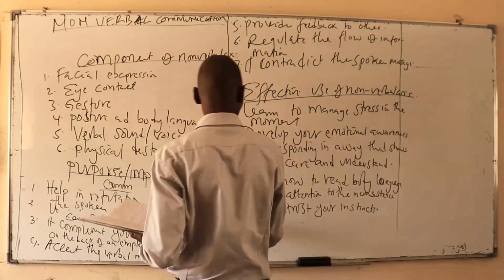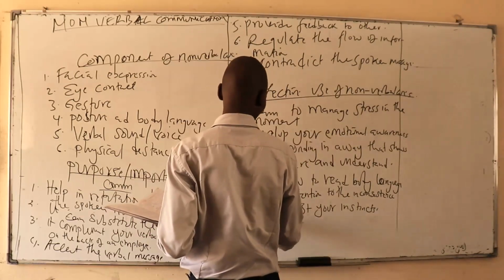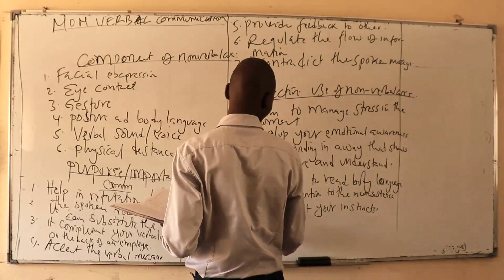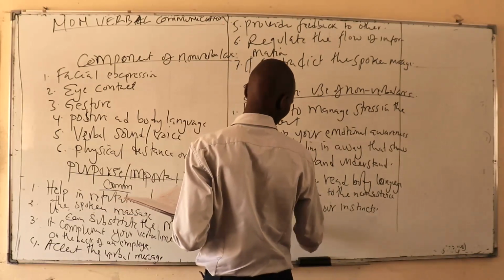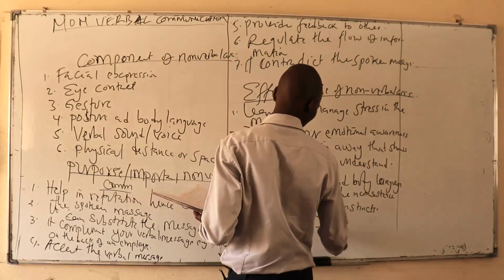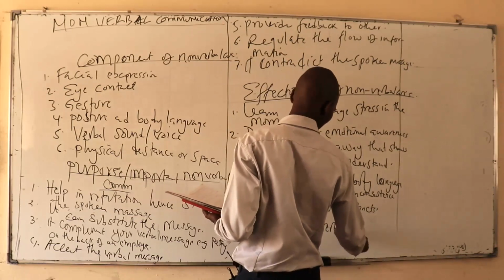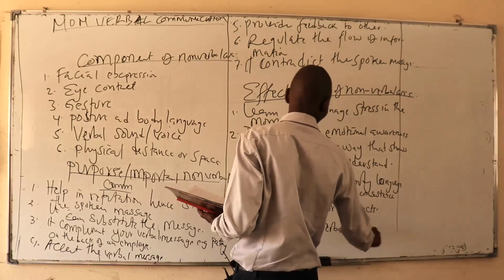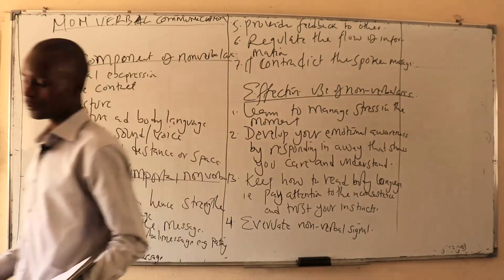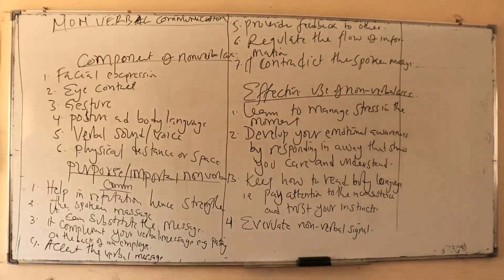Number 4, we're talking about what? Evaluate nonverbal signals. So those are how you can make effective use of nonverbal cues.